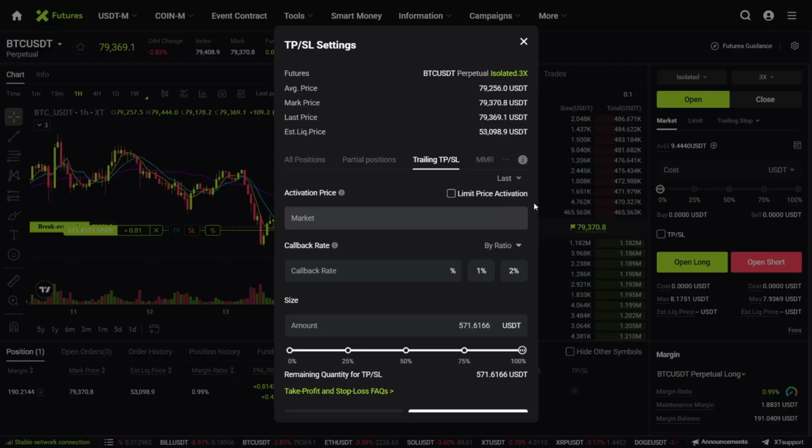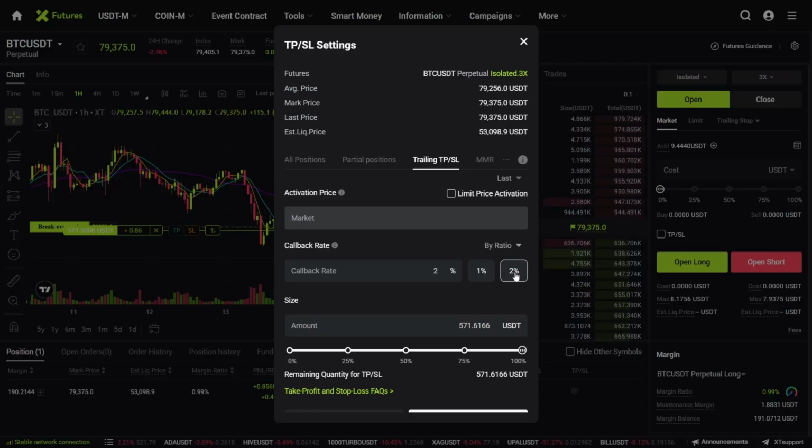There are two main settings, the activation price and the callback rate. The activation price is the level where the trailing stop loss becomes active, so the trade won't start trailing until price reaches this point. The callback rate is the percentage the price needs to move against you before the trade is closed. For example, if we set a 2% callback rate, our position will close if the price drops 2% from its highest point after activation. A trailing stop loss can be a great tool for protecting profits without having to manually adjust your stop loss.